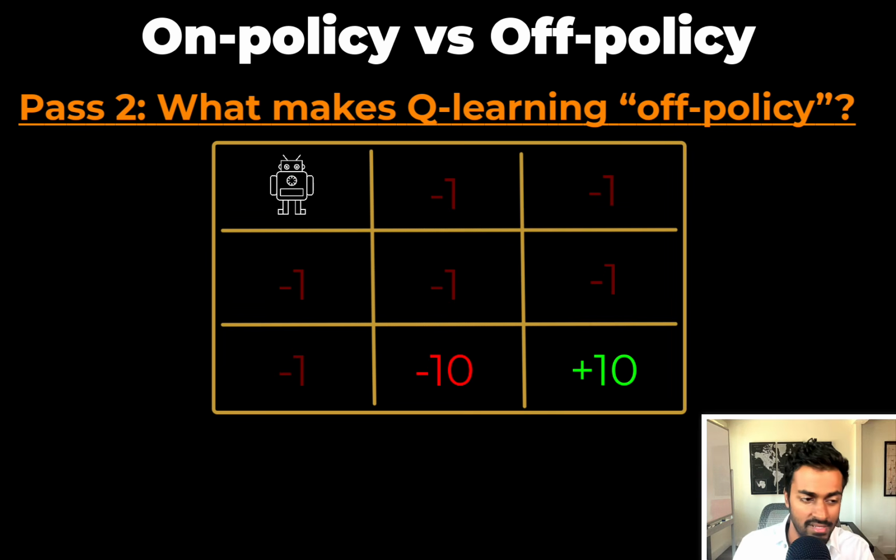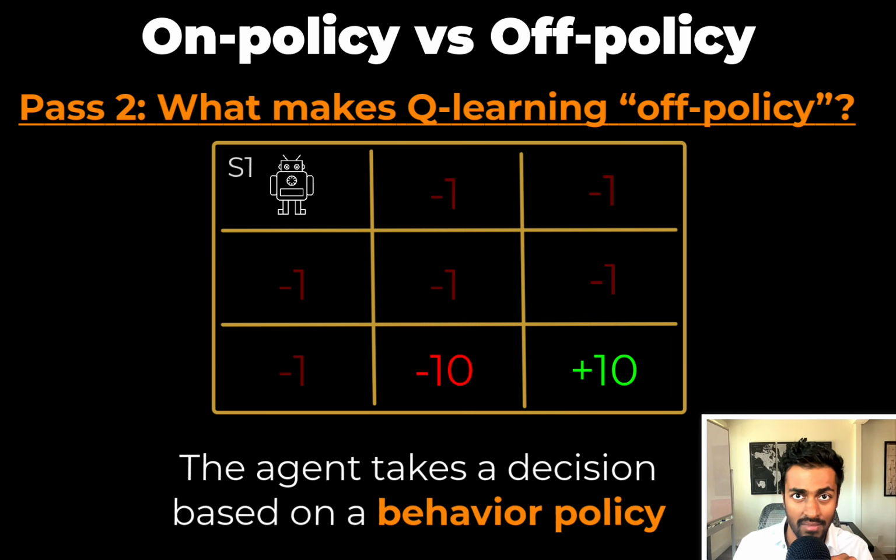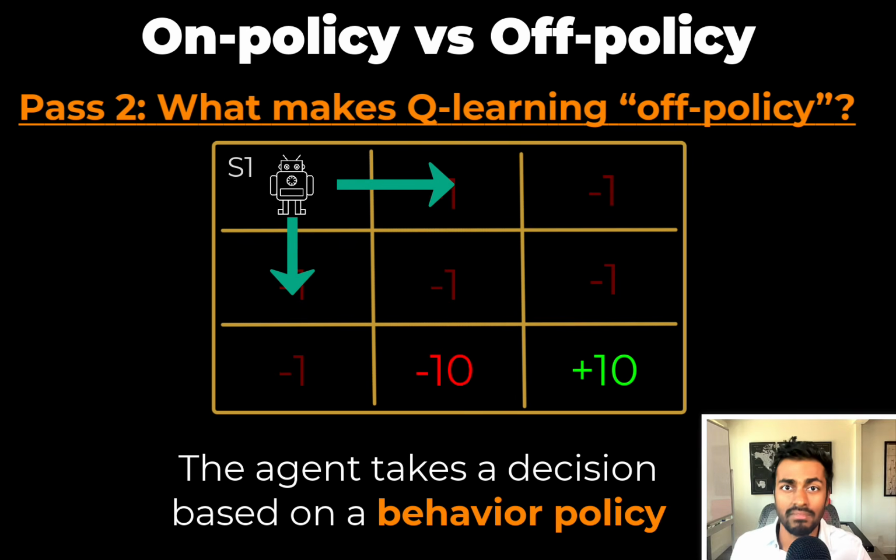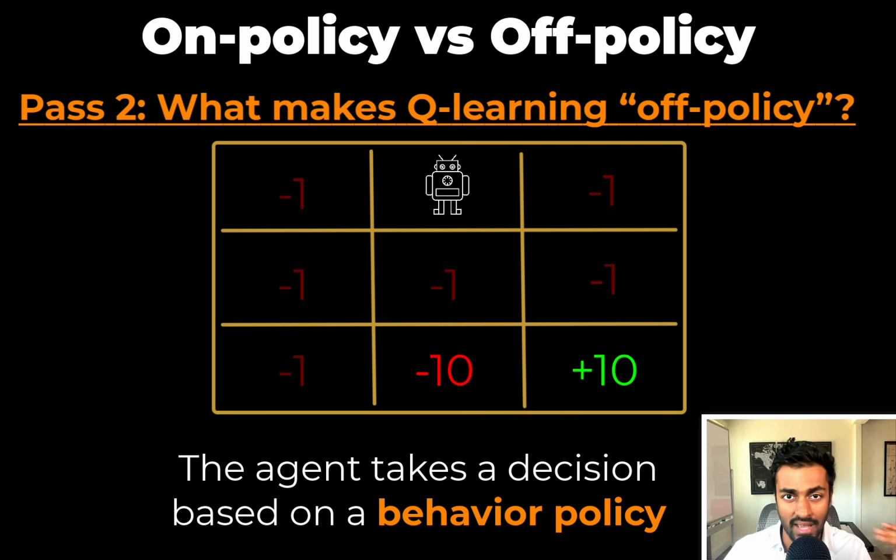Now, to begin the learning process, the agent has to navigate the environment using a behavior policy. Let's say this behavior policy is random exploration. That means that at any given state, the agent will just generate some random action. Let's say the agent is in state S1, and from here it can move either right or down. Because the behavior policy is random, let's say the agent randomly chose to go right. So we take the action, and we receive the -1 reward, and now we are in a new state.